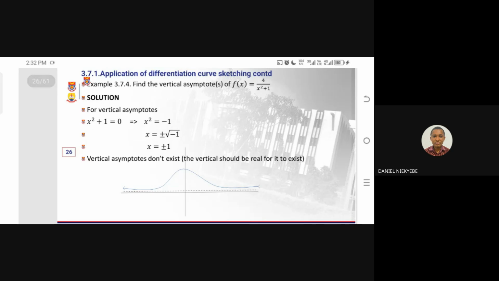Suppose the plus in x squared plus 1 is minus, how is it going to be? When it is minus, when you move it across the equal sign, it will become x squared is equal to 1. So you are going to have x is equal to plus or minus the root of 1, which is x is equal to plus or minus 1, which is going to be your vertical asymptote. So it's either x is equal to 1 or x is equal to negative 1. At that point, the function is not going to be defined.